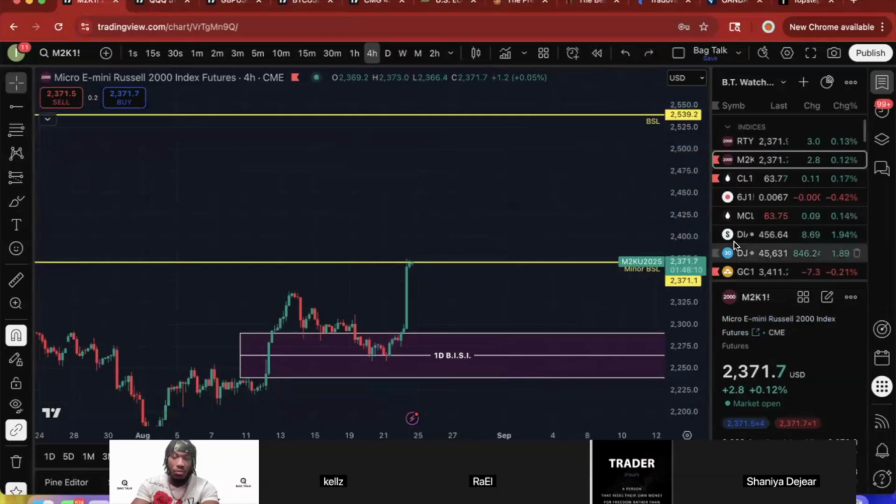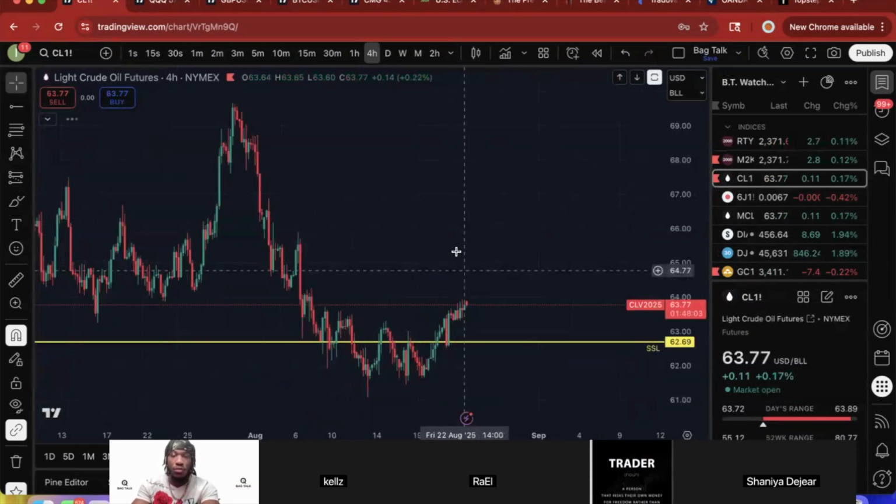So just, once again, be careful. The move kind of already happened there. Now we're just hoping that it continues to trend, but I'm still bullish on the Russell.